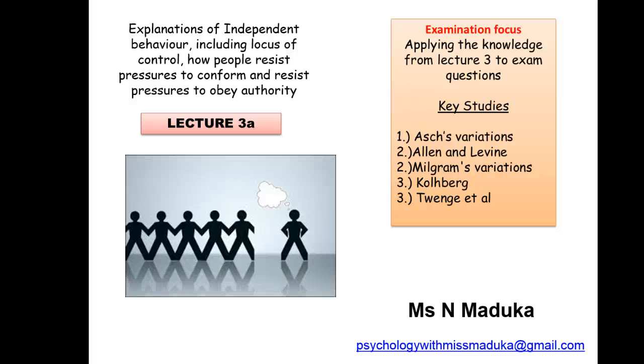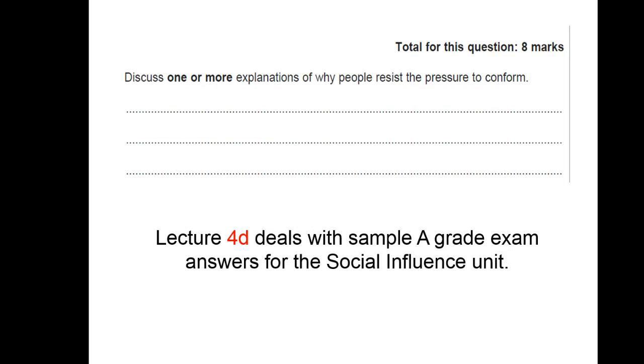Hi, welcome to lecture 3A, and we're going to be focusing on key examination questions for independent behaviour. This question will be written out in lecture 4D: discuss one or more explanations of why people resist the pressure to conform. Remember, we're talking about outlining and evaluation, only 8 marks.